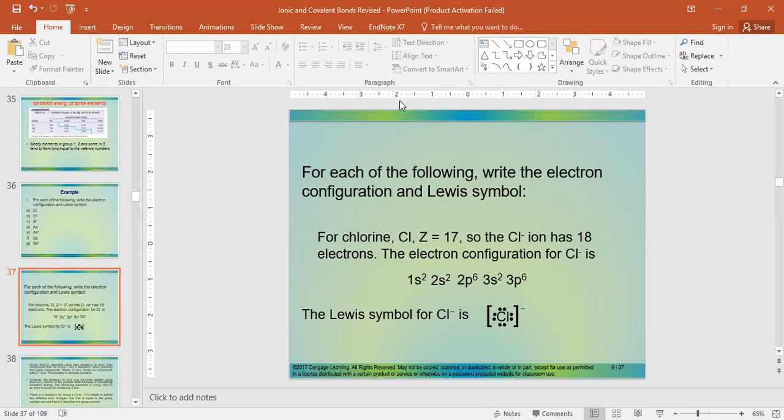So there are 2 more hands raised. Let us start with Cecilia. Writing Lewis symbol, I have not understood it. Are we considering the 3p6 so that we can put even 8 dots? I'm not understanding the Lewis symbol, please. Okay, can we just repeat the question? I would like clarification on writing Lewis symbol. Okay, let me go through that.